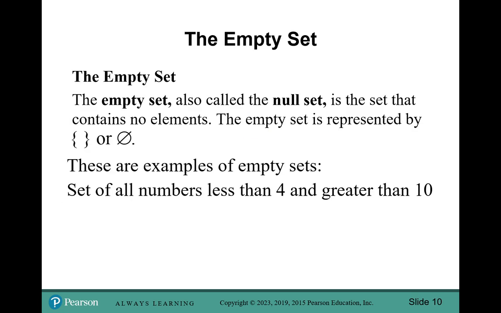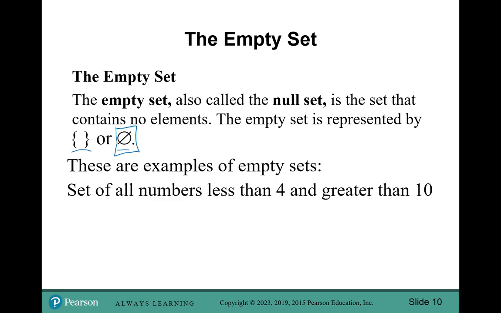Now let's define the empty set. The empty set, also called the null set, is the set that contains no elements. The empty set is represented by either a set of brackets here, or braces, with absolutely nothing inside, or by the symbol here, which is essentially a circle with a slash through it. So either one of these symbols can represent the empty set. The one we typically see is the circle with the line through it. So these are examples of the empty set.